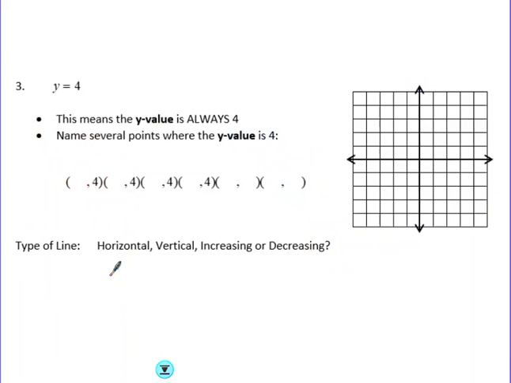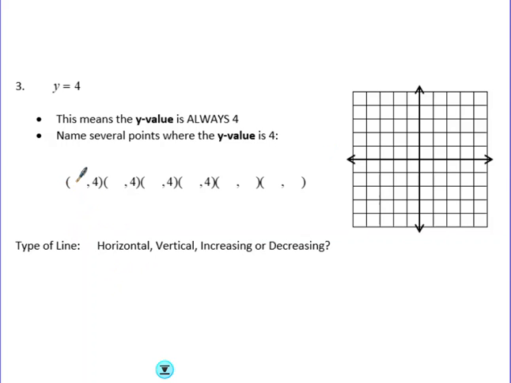Our third example is the equation y equals 4. This means that the y value is always 4. The x value could be anything. So we want to name several points where our y value is 4. You can pick anything you want for the x values. I'm going to pick ones that I know will fit on this graph.